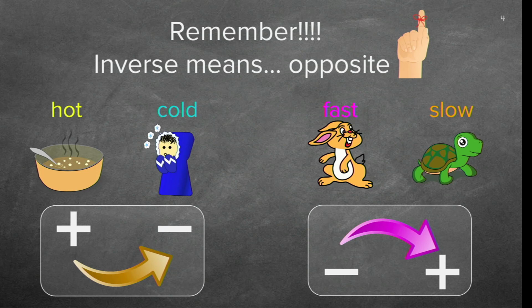Just for you to remember, what is the opposite of hot? It's cold. And what's the opposite of fast? It's slow. So what in maths is the opposite of addition? It will be subtraction. And what is the opposite of subtraction? It will be addition. Now you're wondering, where am I going to use this? And I'm quickly going to show you.